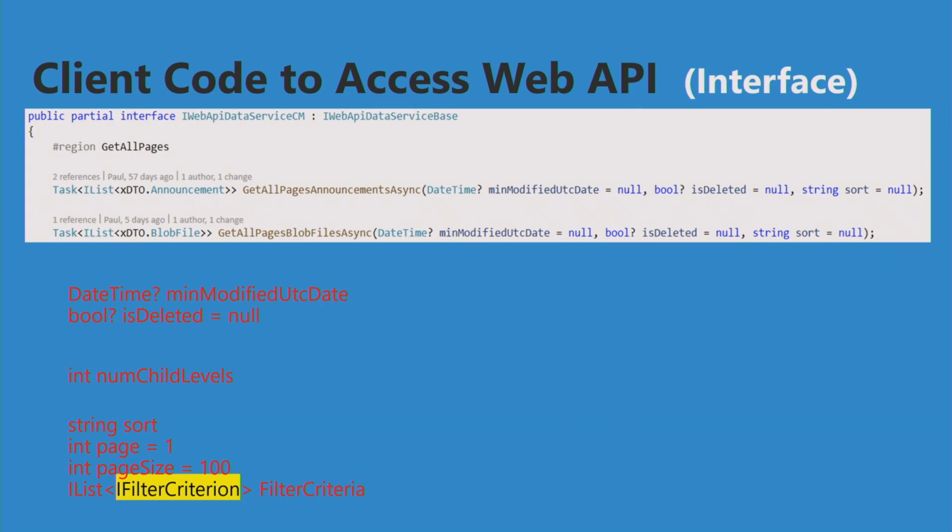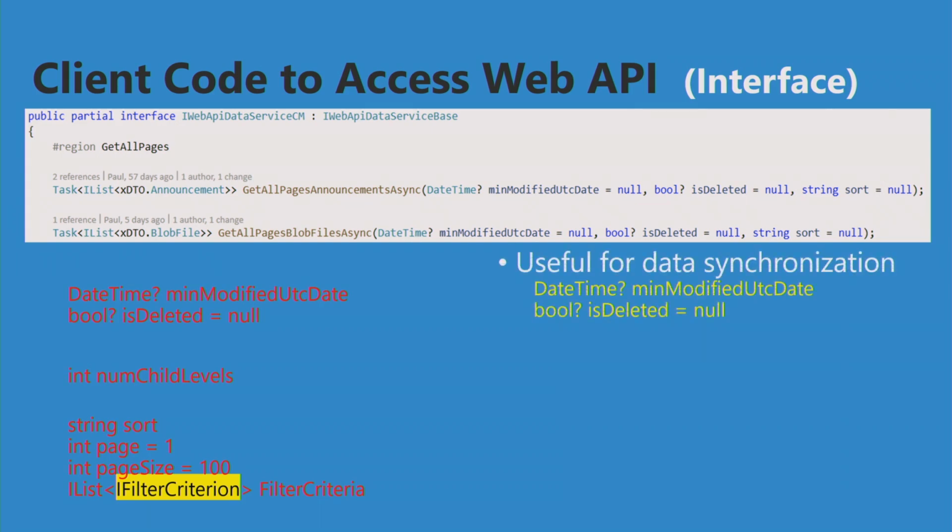So maybe the first time the app loads, you're getting whatever data is relevant for that user. Now tomorrow, when the user fires up that app, I don't need to load all of those records. I just need to know what changed, right? So that's where things like the minimum modified date and is deleted come in. So that's useful for data synchronization.